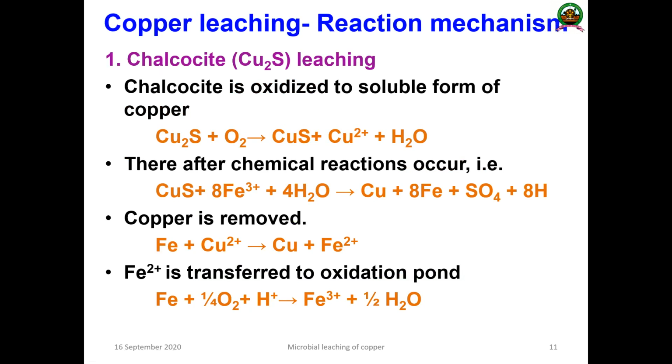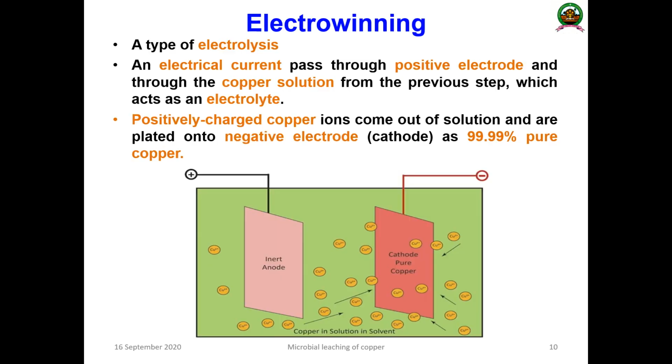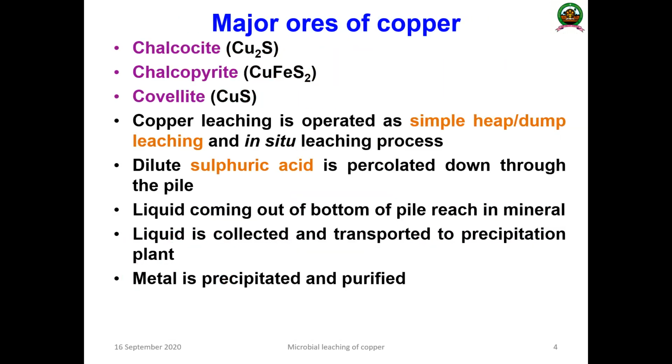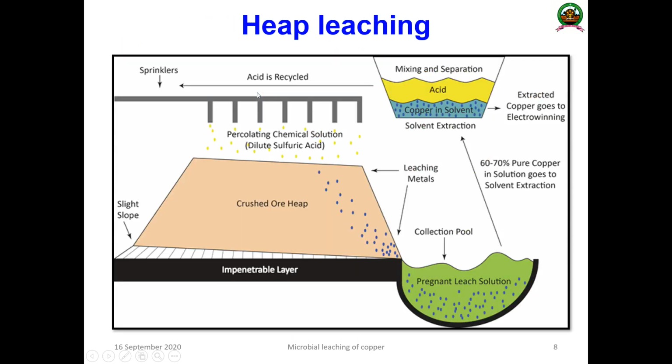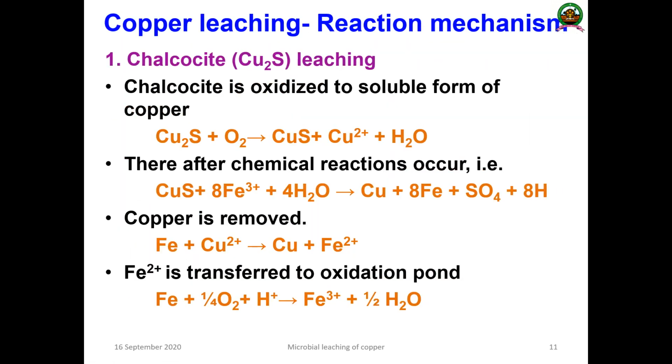Here we are not going to discuss copper oxide based leaching; we are going to discuss copper sulfide based leaching. There are three important components we can use for the extraction. One is chalcocite, that is copper sulfide, then chalcopyrite, copper iron sulfide, then covellite, which is CuS. These are the three important components we can use as copper ore. The first step is chalcocite, or copper sulfide, leaching.